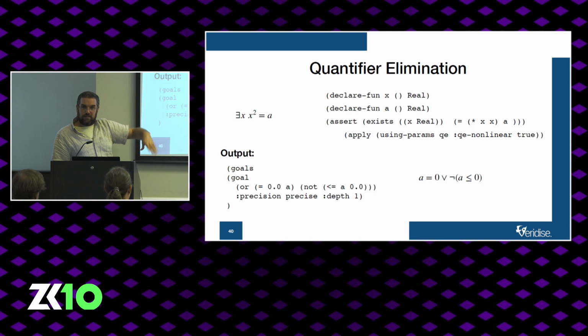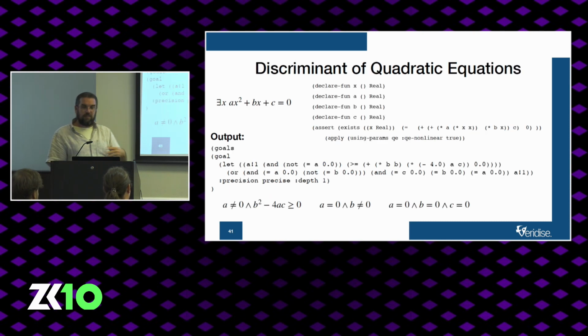If you run the quantifier elimination, it will just eliminate your quantifier and reduce it to a formula which is quantifier free. It will say that a should be either equal to 0 or a should be less than or equal to 0. And you can play around. It's a lot of fun.